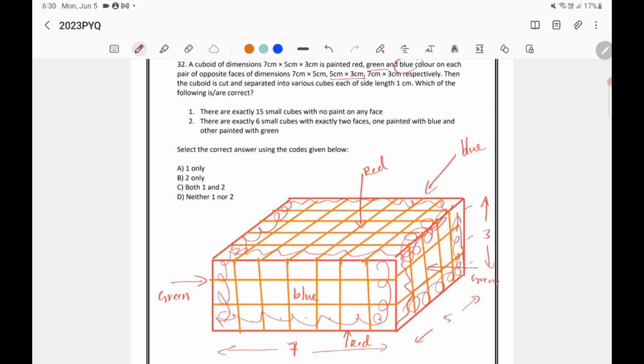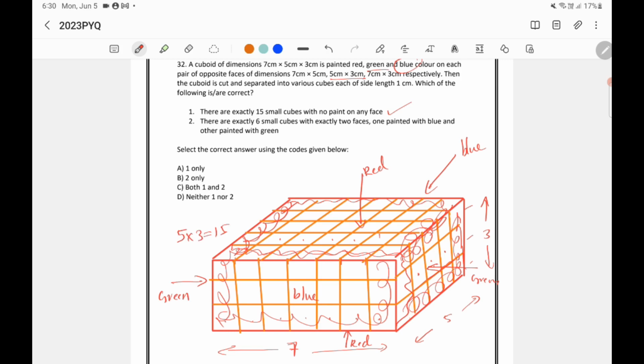Then if you see this side, there is 1, 2, 3. 3 layer of cubes will be there in the middle, right? And how many will be here? All these cubes are removed, right? Then how many will be there? 1, 2, 3, 4, 5. So how many will be there? 5 into 3, 15 cubes will be there, which is inside where no painting is there. So this is actually right.